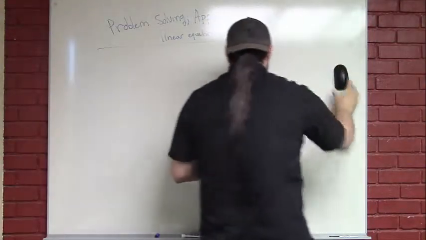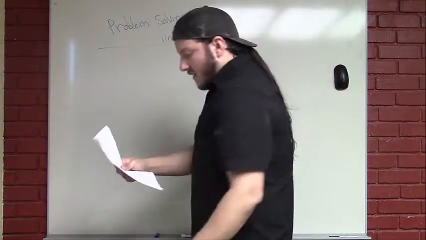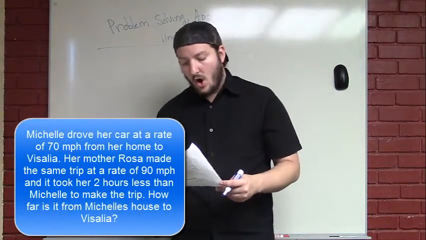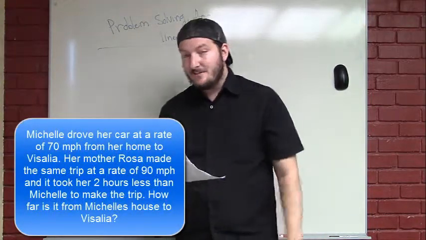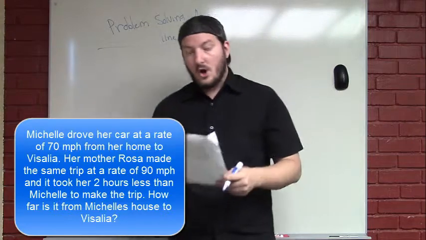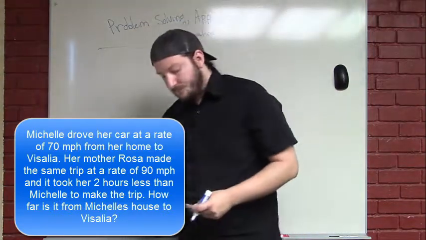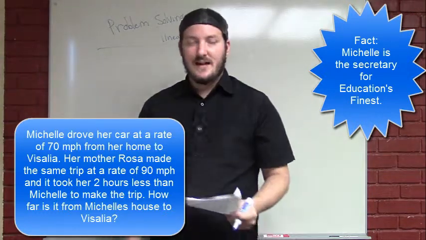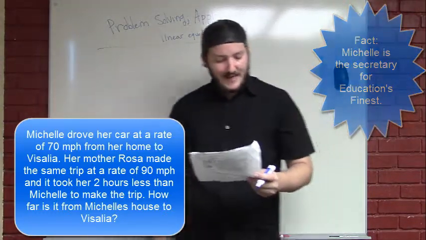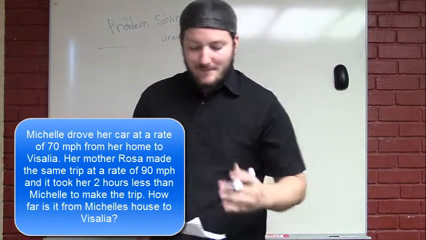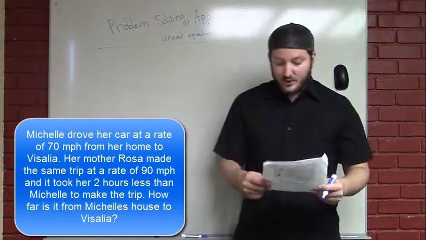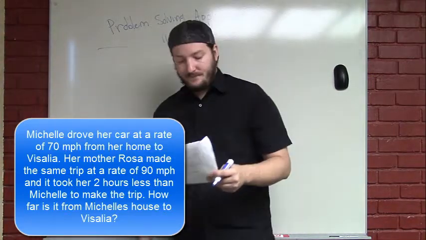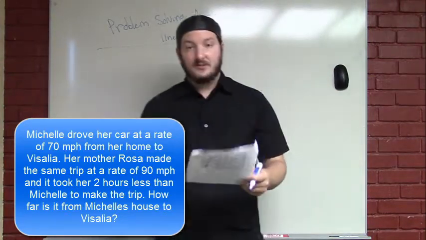For number 5. All right. Michelle drove her car at a rate of 70 miles per hour from her home to Visalia. Her mother, Rosa, made the same trip at a rate of 90 miles per hour, and it took her 2 hours less than Michelle to make the same trip. How far is it from Michelle's house to Visalia?